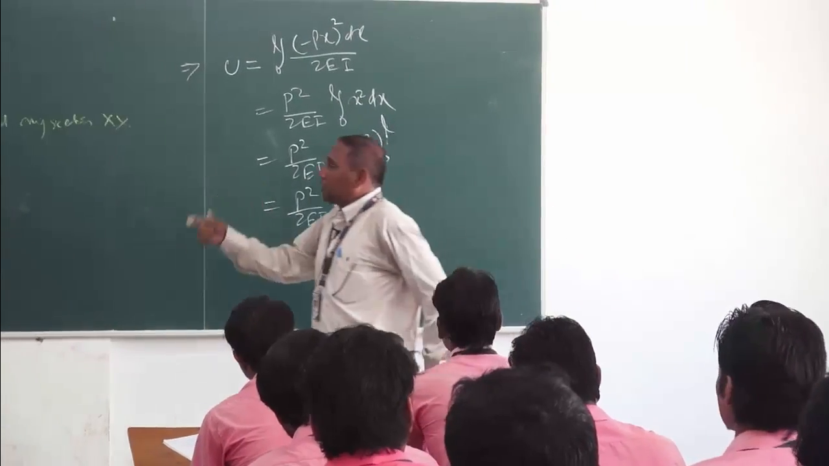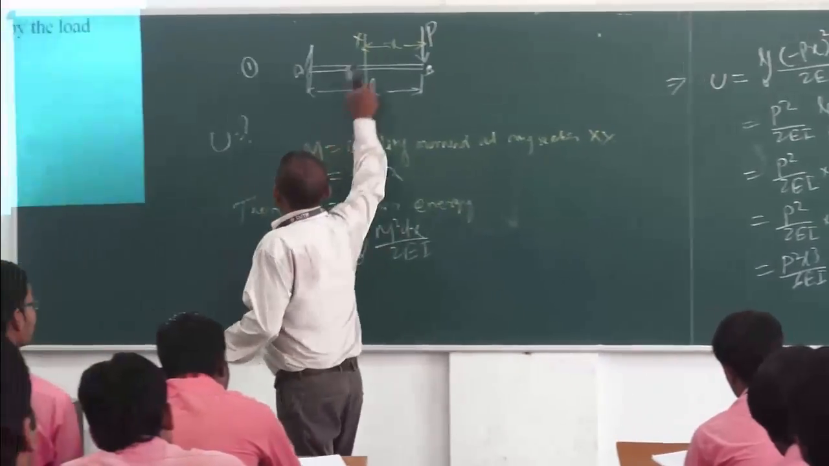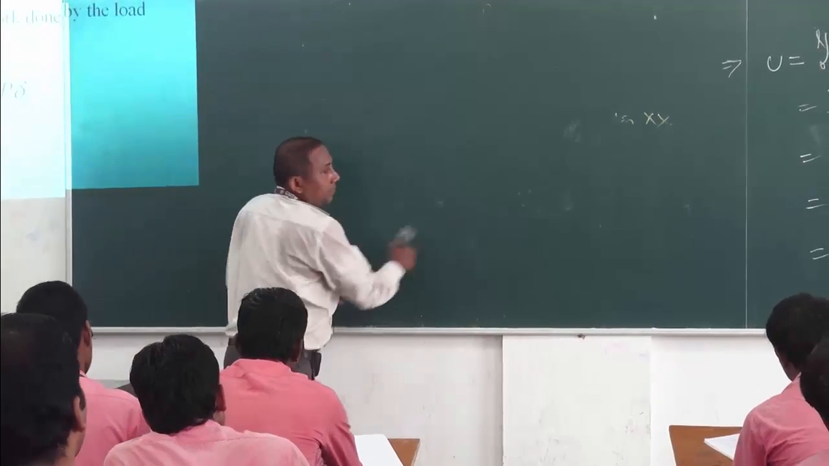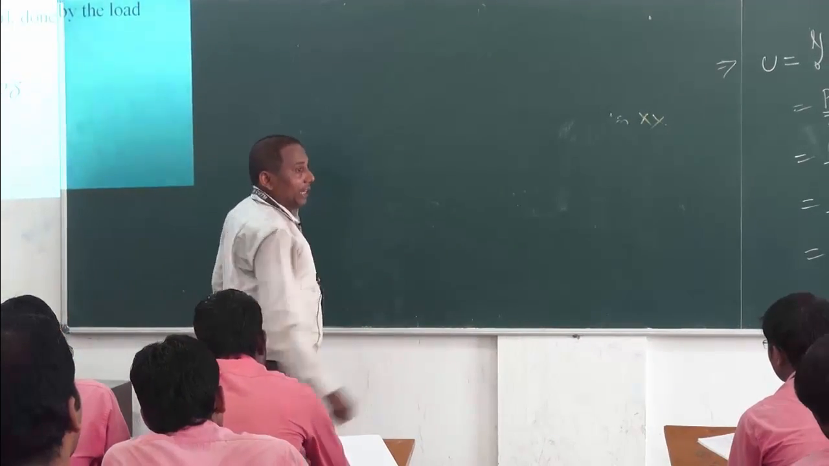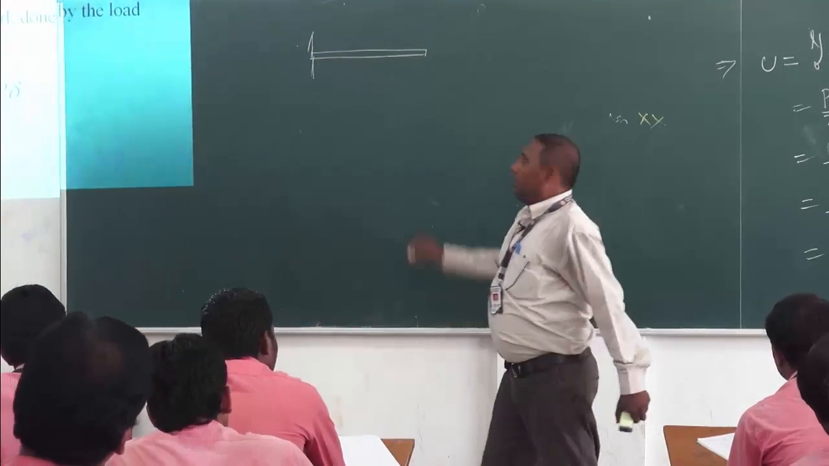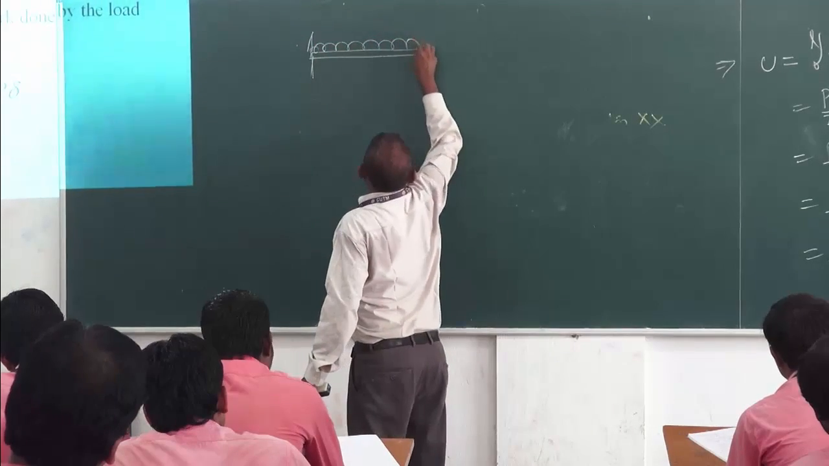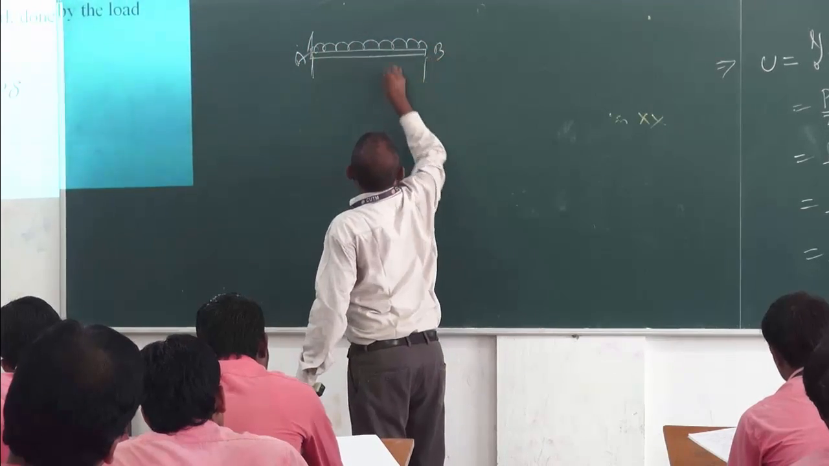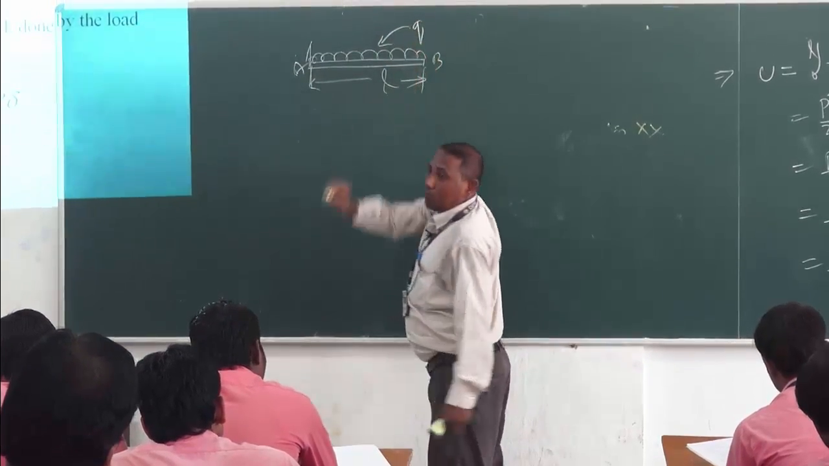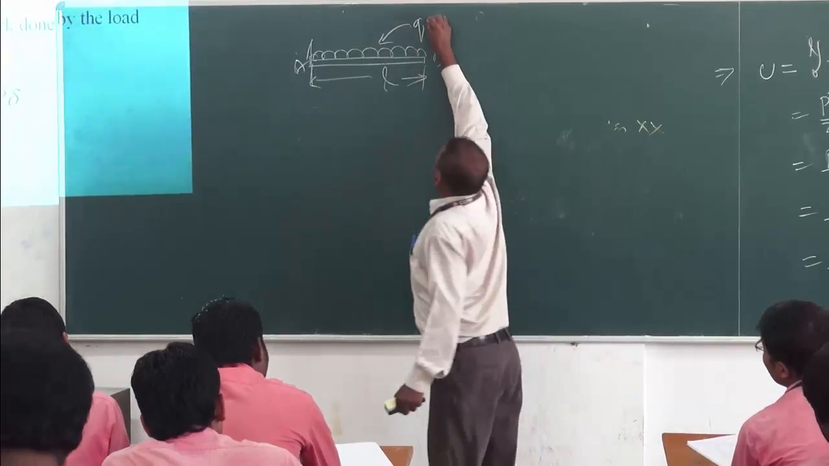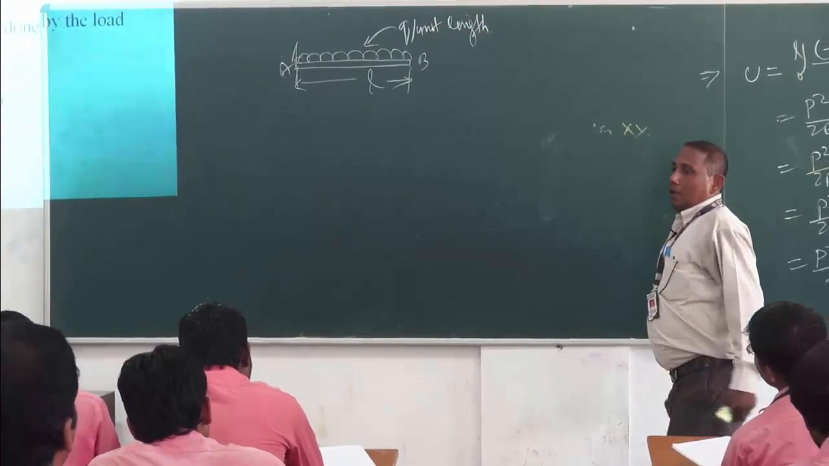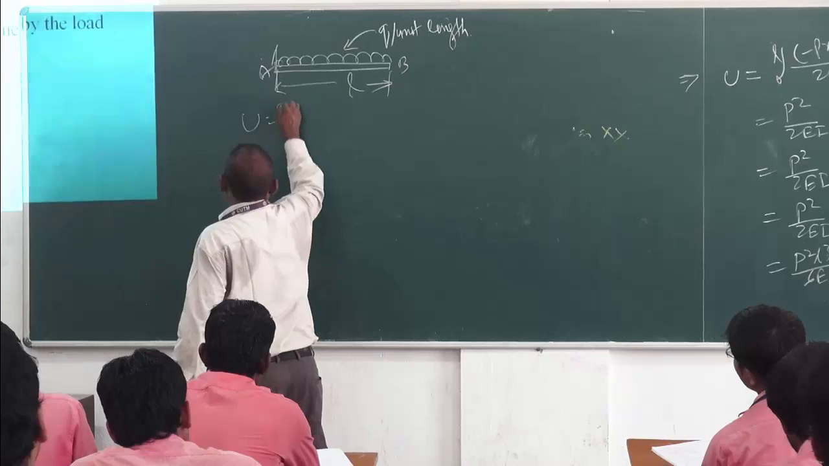So for more clarity, let us take another case. Here I considered the point load; now let us take a UDL, uniformly distributed load. This is a uniformly distributed load, A and B. This is your L. And the intensity of the UDL is, say, Q. This is Q per unit length. And again the same problem is how to calculate the strain energy U.